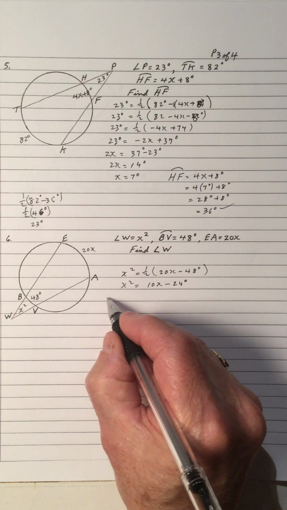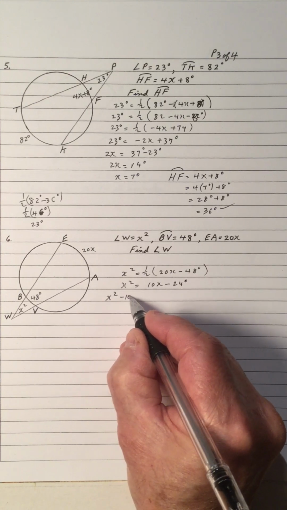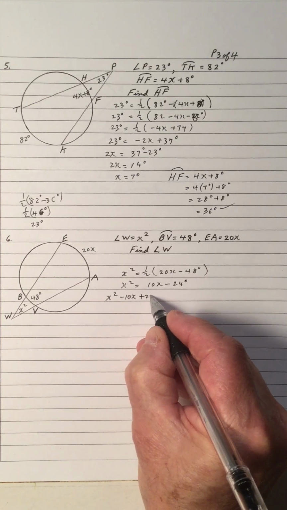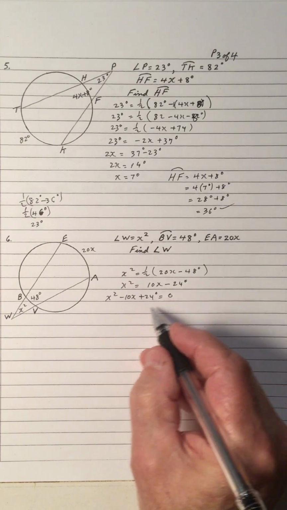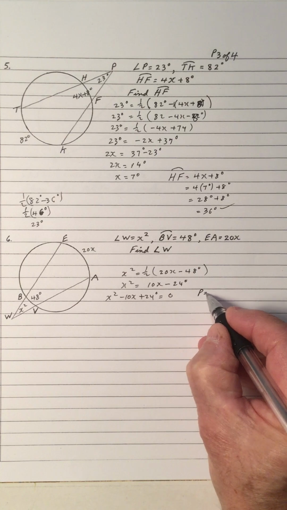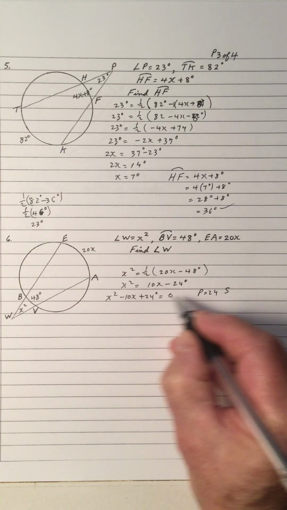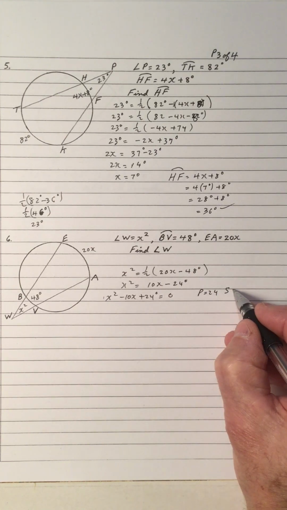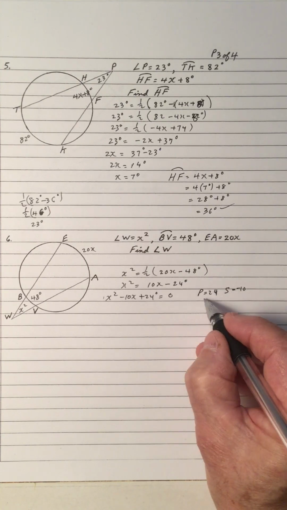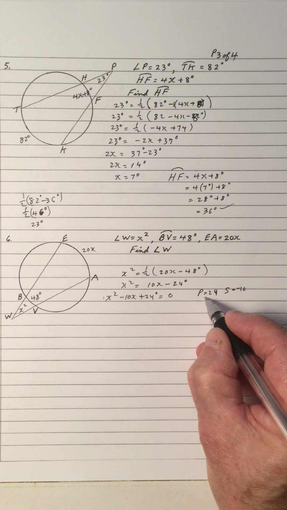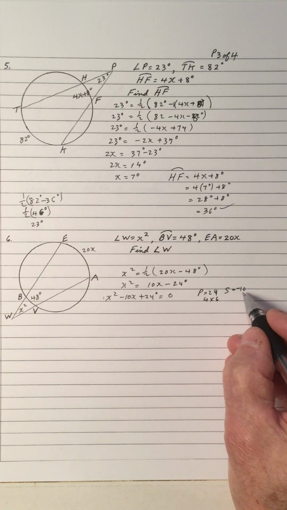And we got a quadratic, so we have x squared minus 10x plus 24 equals 0. And for the factors, the product is 24. Again, we got a 1 here, so it's easy to do. The sum is negative 10. What are the factors of 24 that give you 10? I can see 4 times 6.